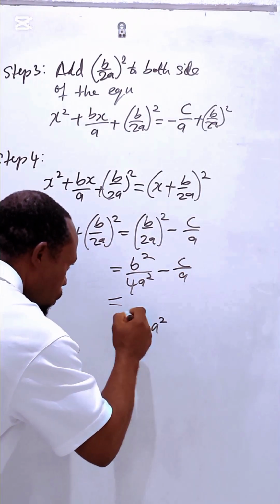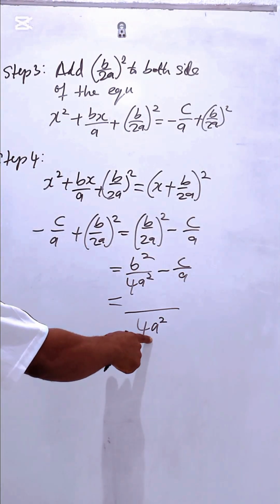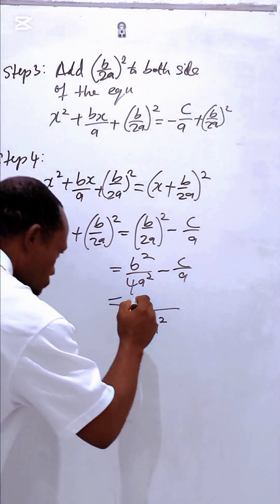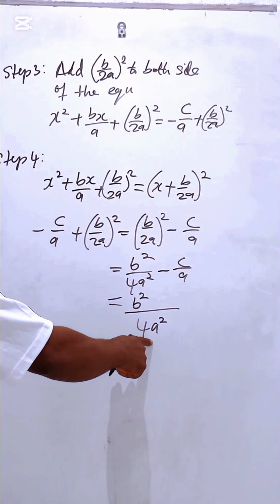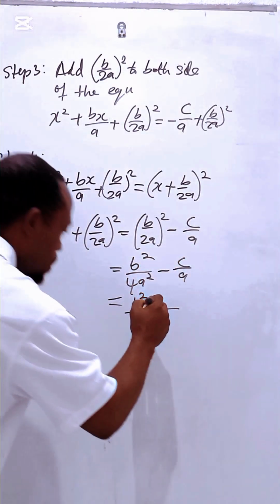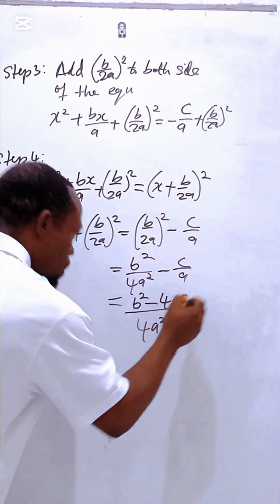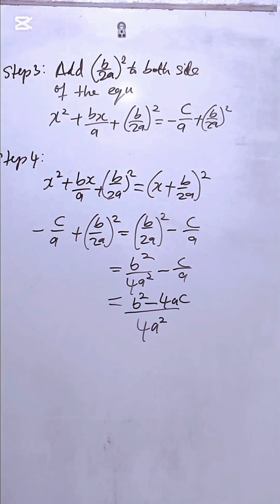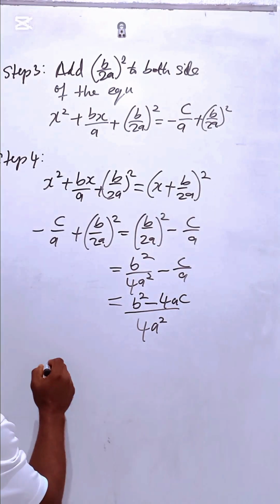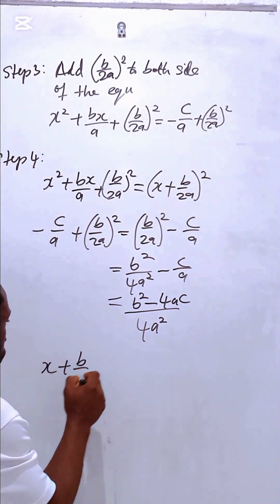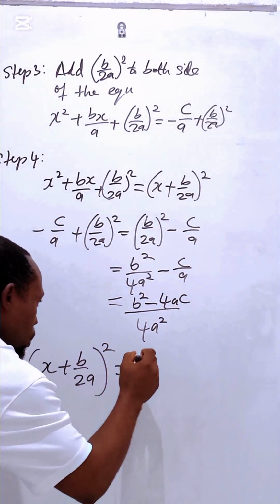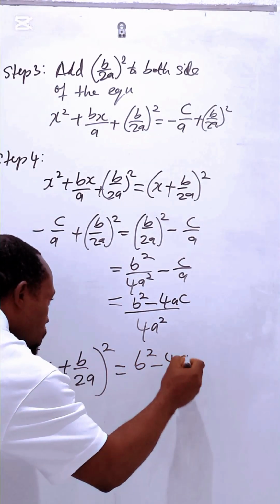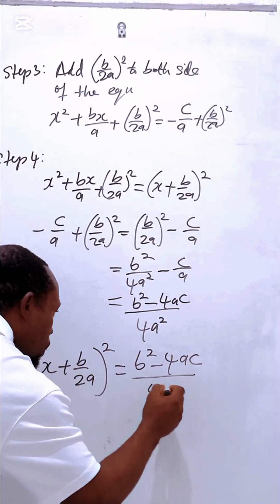So I'll take 4a squared. 4a squared into 4a squared is 1. 1 times b squared is b squared. A into 4a squared is 4a. 4 times minus c is minus 4ac. Therefore, if I join both expressions together, it becomes x plus b over 2a squared is equal to b squared minus 4ac all over 4a squared.